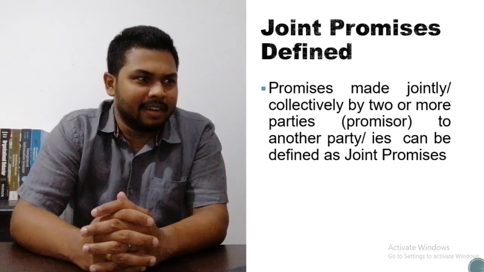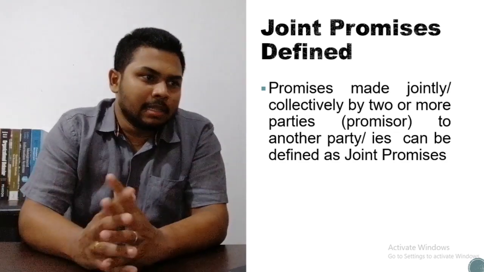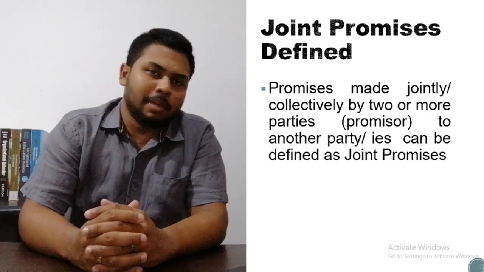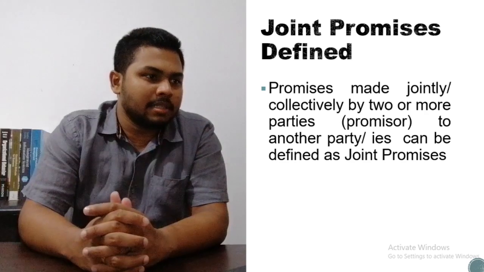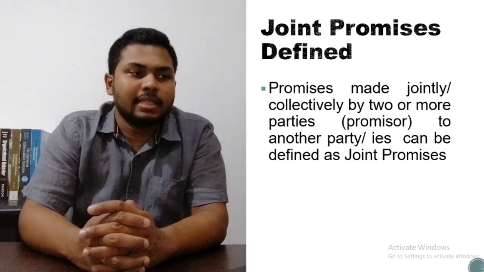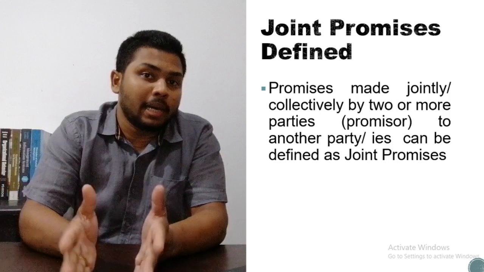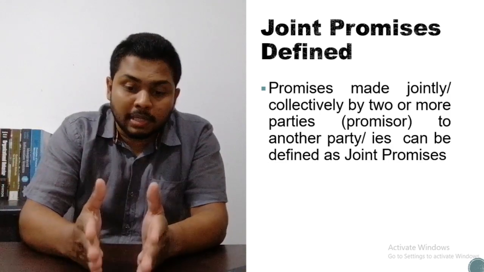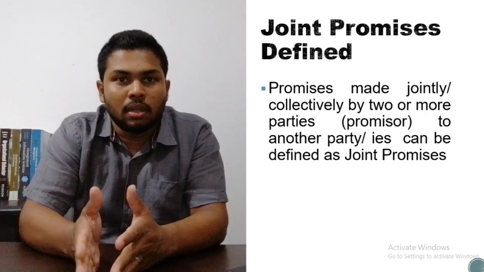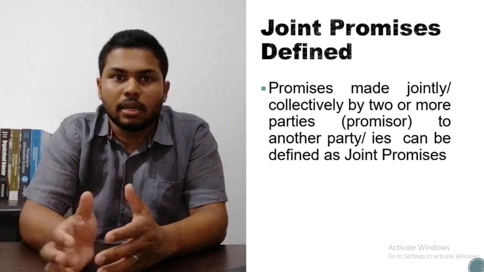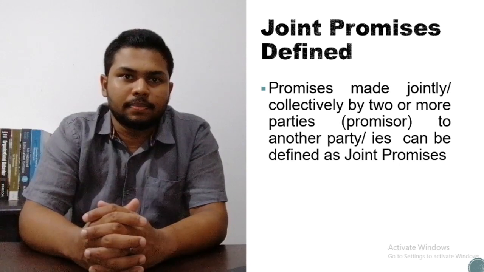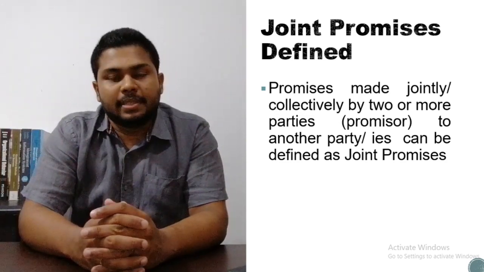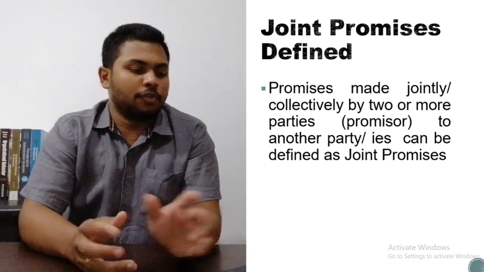Okay, so joint promises are the promises made jointly or collectively to the people. We can easily define them as promises which are made jointly or collectively by two or more parties, because there should be a team. Also, the promises can be made to an individual or to a group of people, another party or parties. Those can be defined as joint promises. Okay, we'll go further.